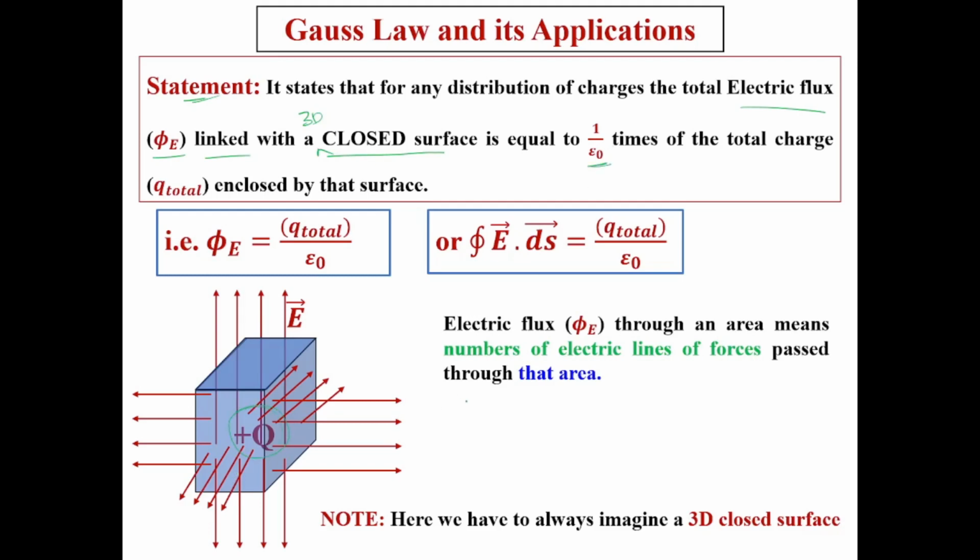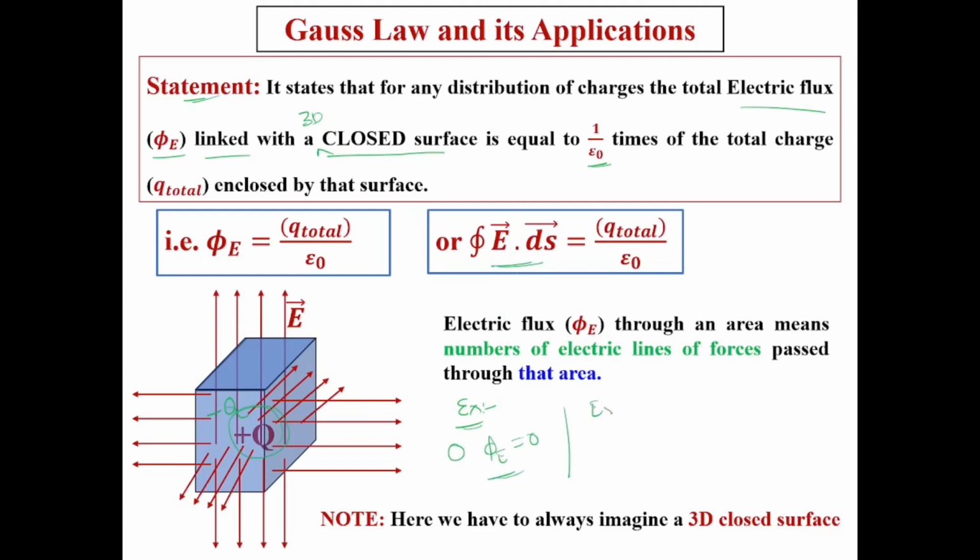We are going to take one example. Suppose inside this cube another minus q charge is present. So here plus q minus q, if I add, then it will be 0. So the net electric flux through this 3D surface will be equal to 0. That means phi E for this case will be equal to 0.